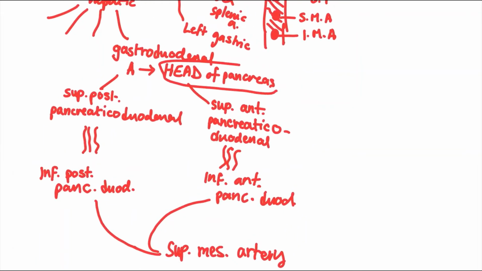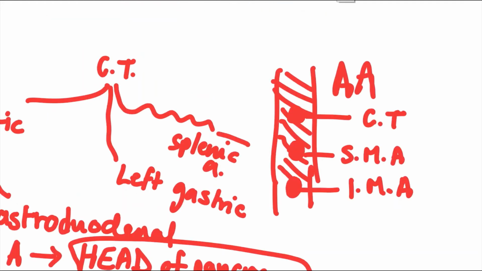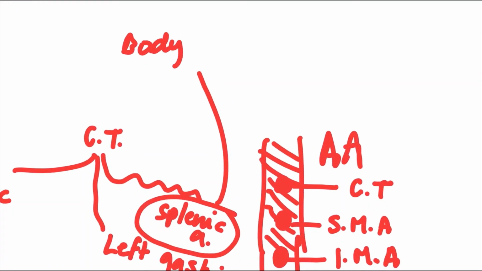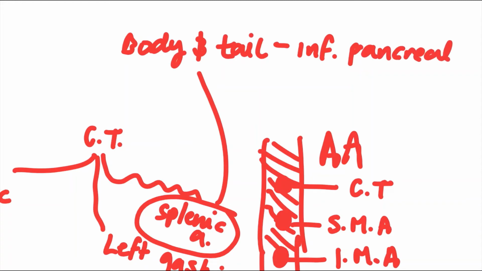Now the splenic artery actually provides blood to the body and the tail of the pancreas. It gives off the inferior pancreatic artery, the dorsal pancreatic artery, and the great pancreatic artery.